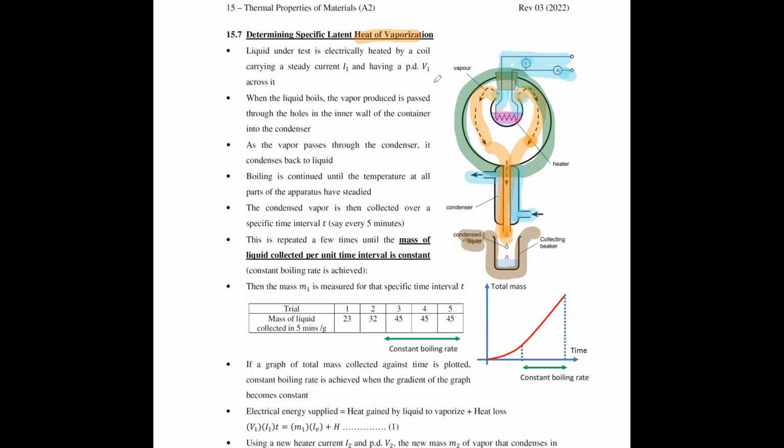Okay, so right now, if you want to find out the specific latent heat, the general principle is that because Q is equals to mL, L is equals to Q over m. When you're trying to find out the Q, this one we know is the heat supplied. We can actually find it by using VIt. That's the reason why we use an electrical immersion heater in the first place. Okay, so the issue now is finding out this mass m.